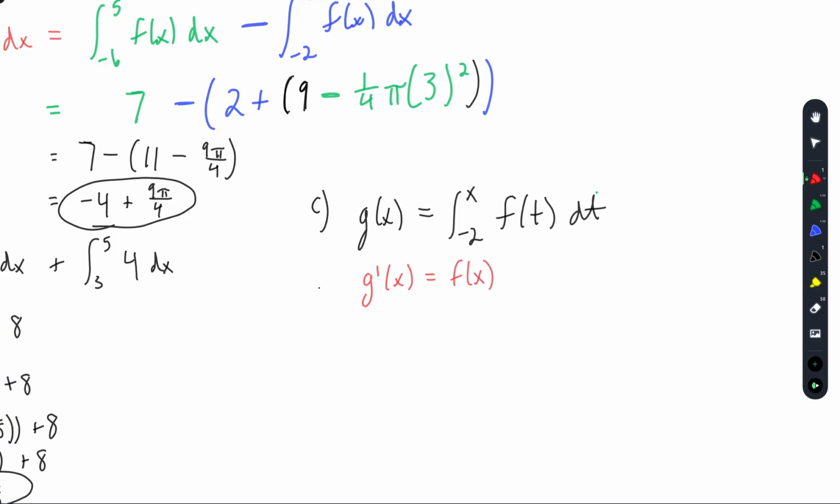This is a full point right here, by saying this is your fundamental theorem. If you want to be extra, you could say by the fundamental theorem of calculus. I haven't seen them give points for that, but you could be extra. So that's a point, just to say G prime is f of x. Then you could do it all on this line.